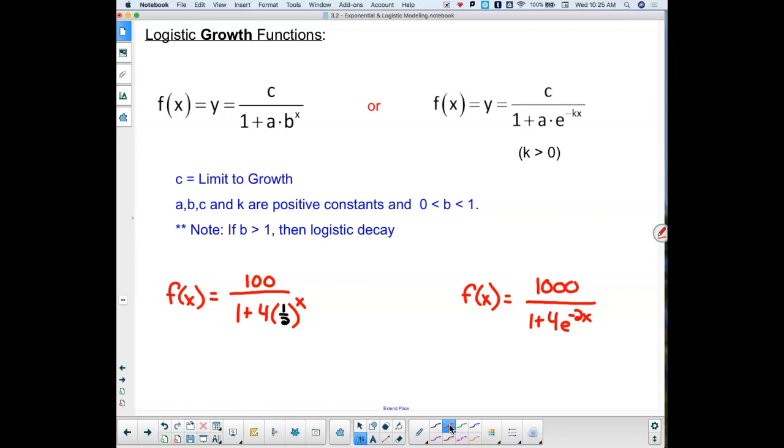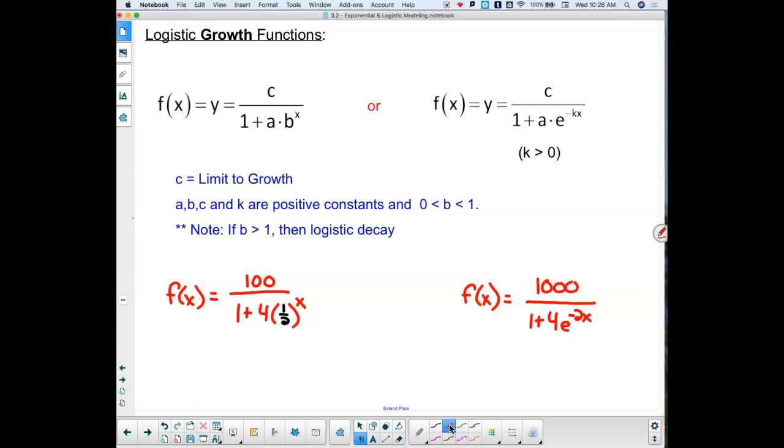If we want a logistic decay function, then the B on the left one here, this black one, would have to be bigger than 1. Or this K value over here on the E would have to be positive. Okay? And then we've got a decay function.